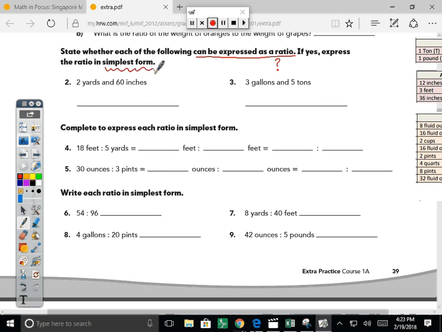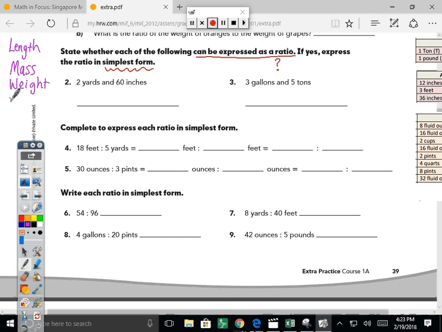So I asked my students to think about today, what type of units are we measuring? Well, we have some different choices, right? We could think about some measurements help us measure length. Some measurements help us measure mass or weight. And other measures can help us with volume. So as long as the units I'm given have to do with the same type of measure, I know that I can write them as a ratio.